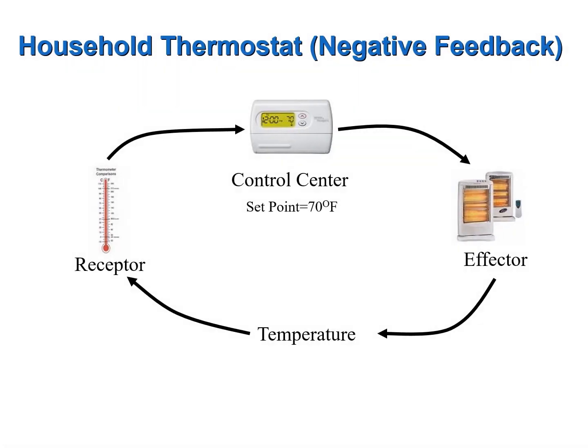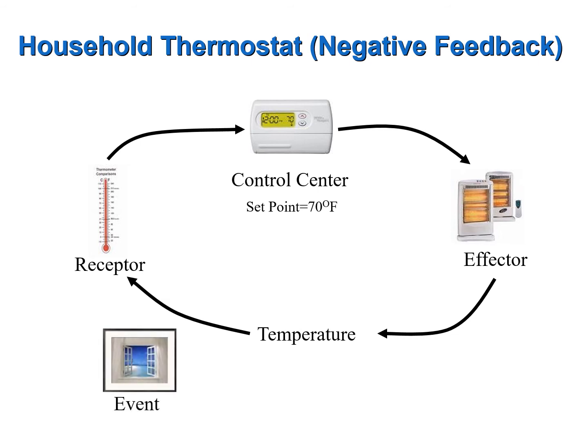If you recall, at the beginning of the semester, we used the household thermostat to illustrate the actions of a negative feedback mechanism. This is an example that all of us are familiar with. So we have a thermostat that is set at 70 degrees Fahrenheit. That is the set point. That is the temperature that we would like the room to be. Temperature is the variable that is being controlled by the thermostat.